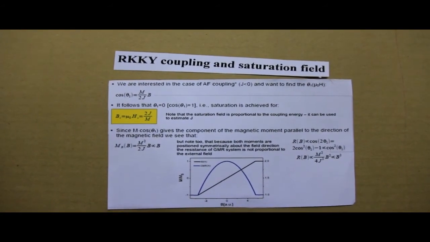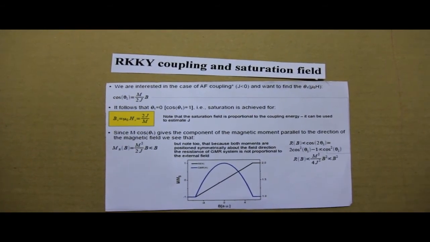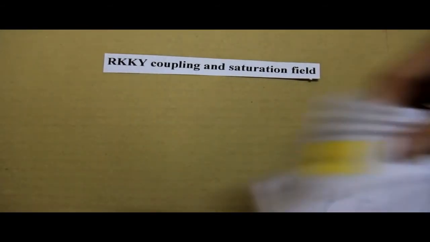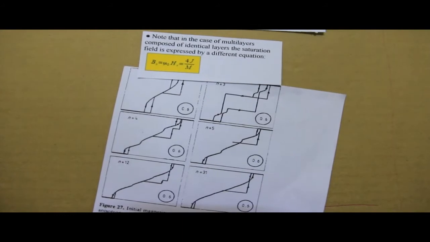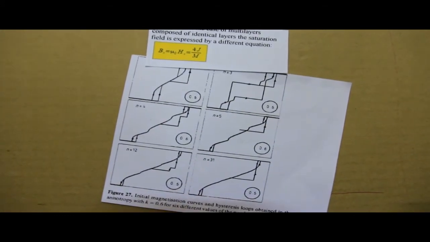Here, we are interested in the case of F coupling when J is less than 0 and want to find the saturation field. In the case of multilayers composed of identical layers, the saturation field is expressed by a different equation: Bs equals mu0 Hs equals 4J divided by M.